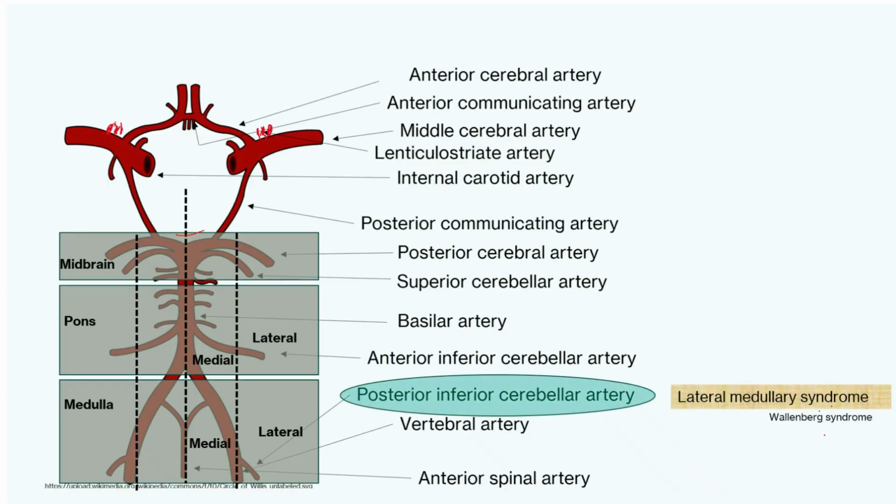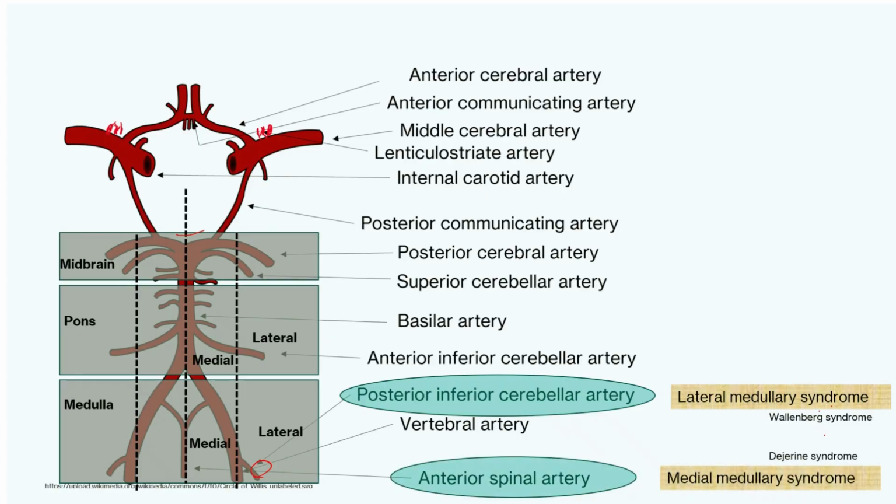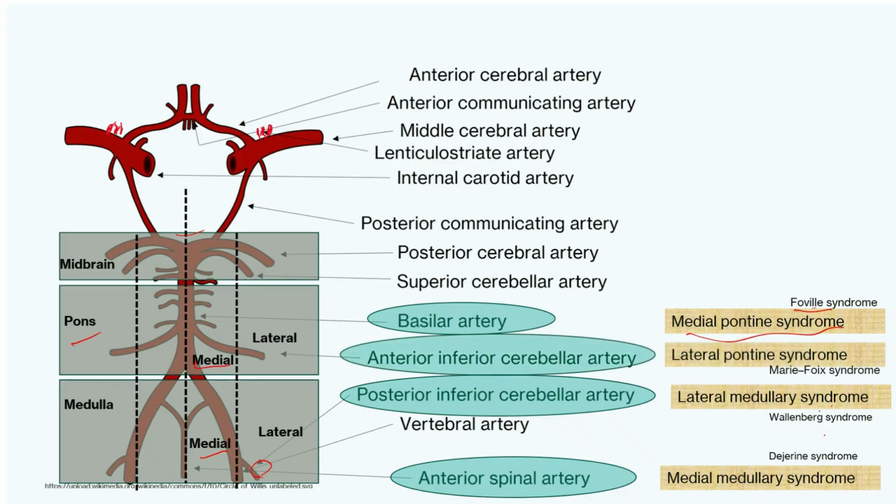The posterior inferior cerebellar artery, or PICA, supplies the lateral part of the medulla, and hence if it is occluded, we have lateral medullary syndrome, which is also called Wallenberg syndrome. If the anterior spinal artery is occluded, which supplies the medial medulla, it is called medial medullary syndrome or Dejerine syndrome. If there is involvement of the basilar artery, which supplies the medial pons, it is called medial pontine syndrome or Foville syndrome. If there is involvement of the anterior inferior cerebellar artery, which supplies the lateral pons, we call this lateral pontine syndrome or Marie-Foix syndrome.